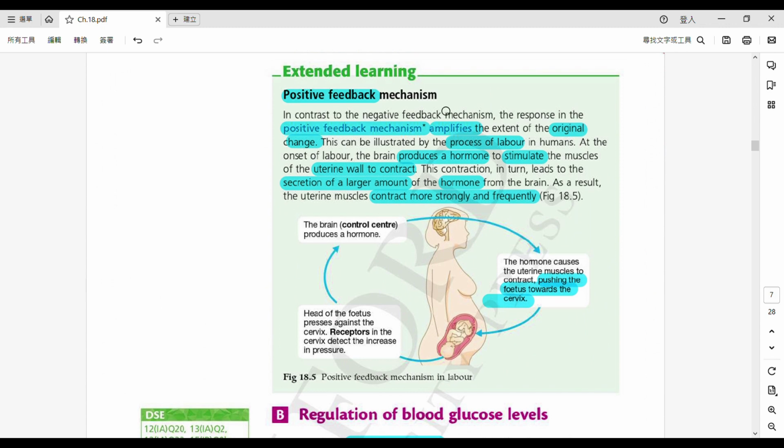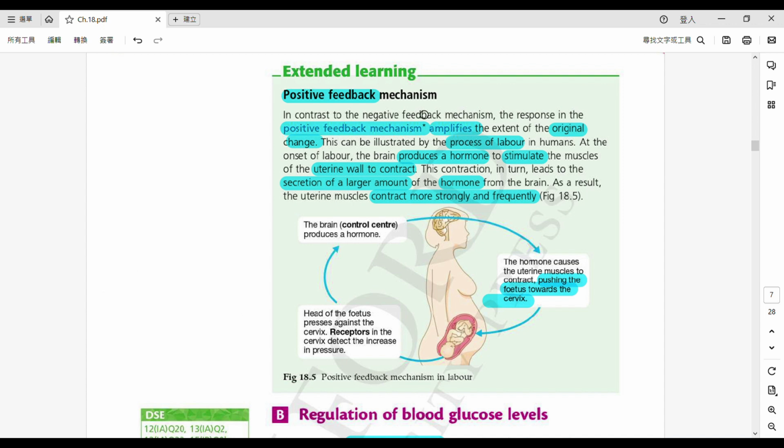Alright, so it's not yet the last part, but other than introducing the negative feedback, I also want to introduce the positive feedback. Not all feedback systems or feedback mechanisms are negative. Sometimes there are several examples in our body that use positive feedback. One of them is going to be taught here, and another one is going to be taught in Book 5 about the hormones. When we talk about those hormones, we'll use another positive feedback too.